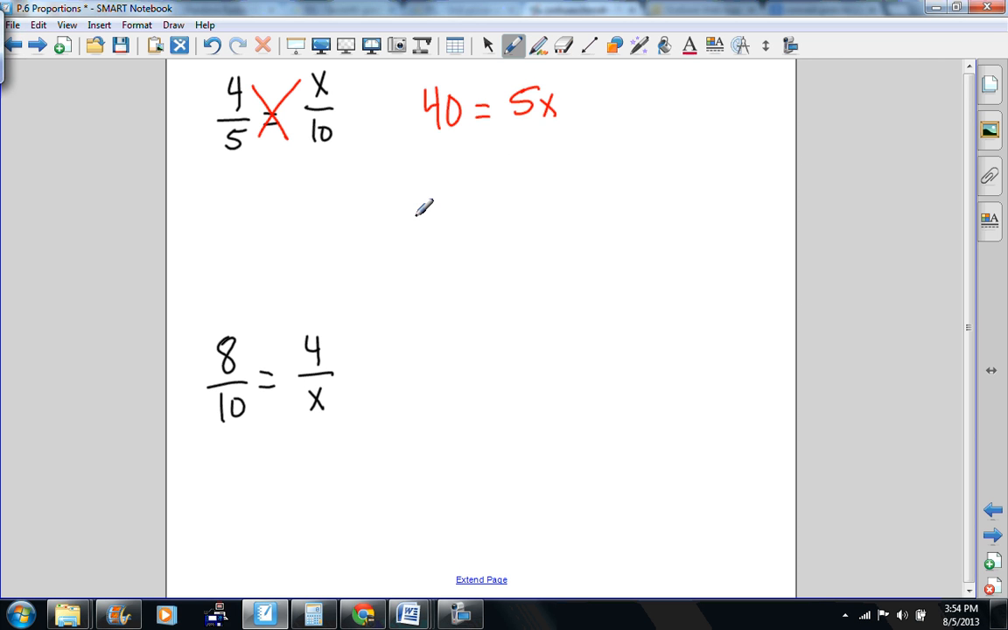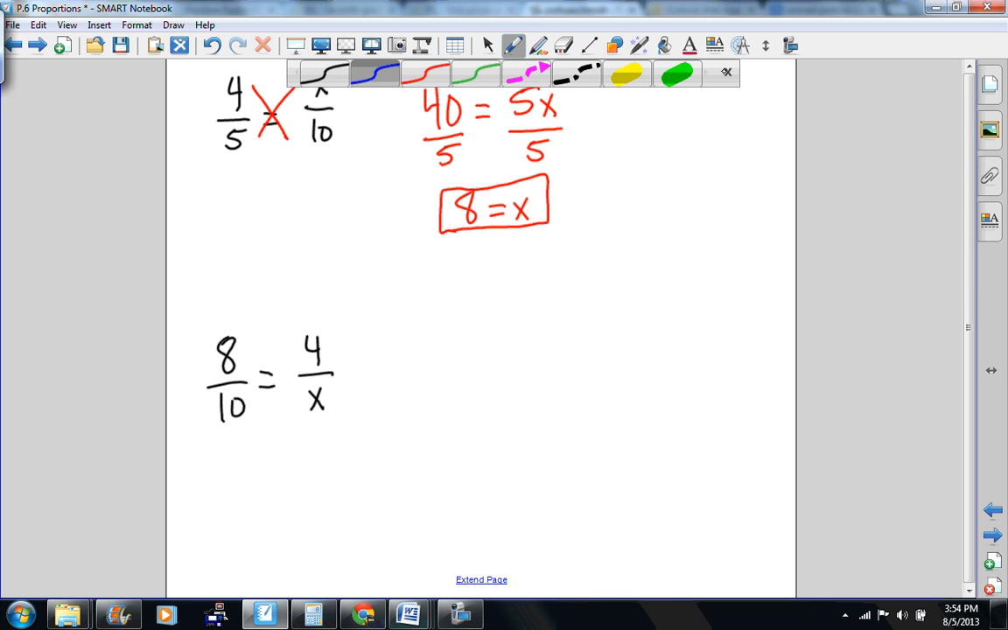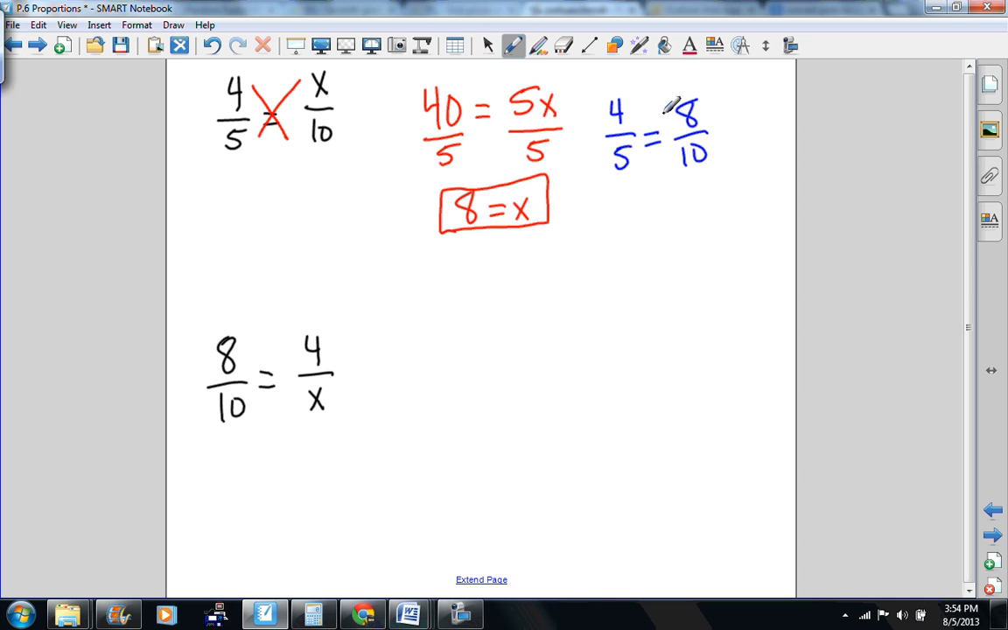And now this should look very similar to the types of problems that we've been working on, that we just divide by 5 on both sides. And so we get x is equal to 8. Now, you are required to check your answer. So the way you check it is you just rewrite the problem with your answer inside. 8 over 10, and you cross multiply. 4 times 10 is 40. 5 times 8 is 40, and you're good.